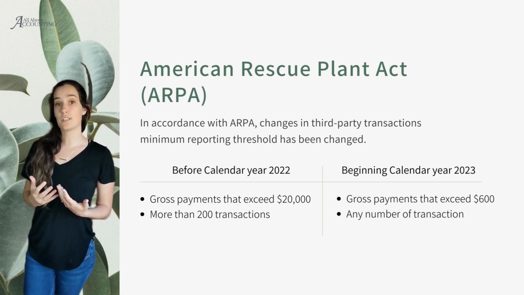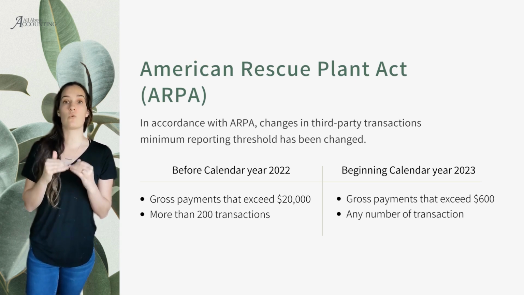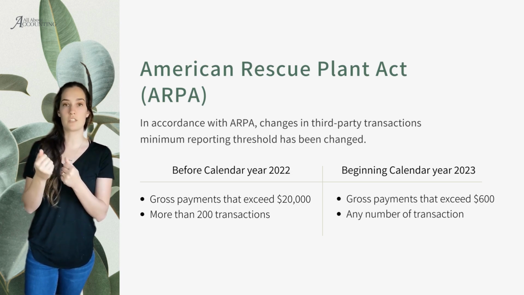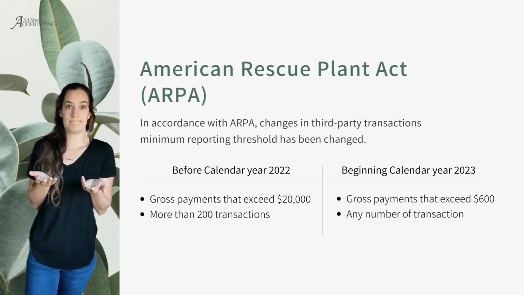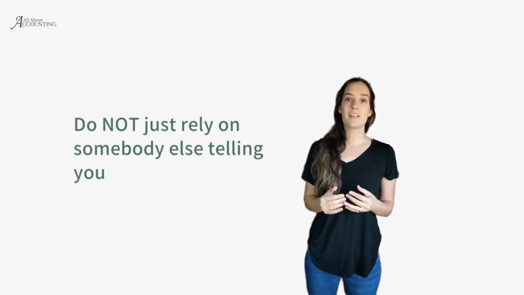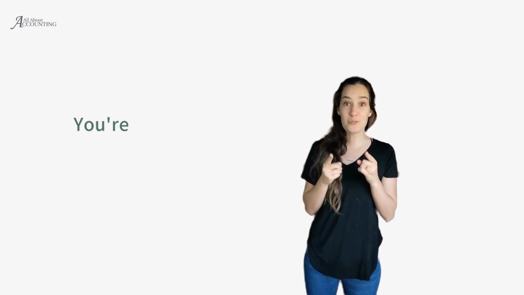Now the new rule is it's $600 or more of payments received via that third-party payment processor. That's it. This means for you that it is more important than ever to know what is supposed to be reported. Do not just rely on somebody else telling you how much you made. You're supposed to do that. It's up to you. Good bookkeeping.